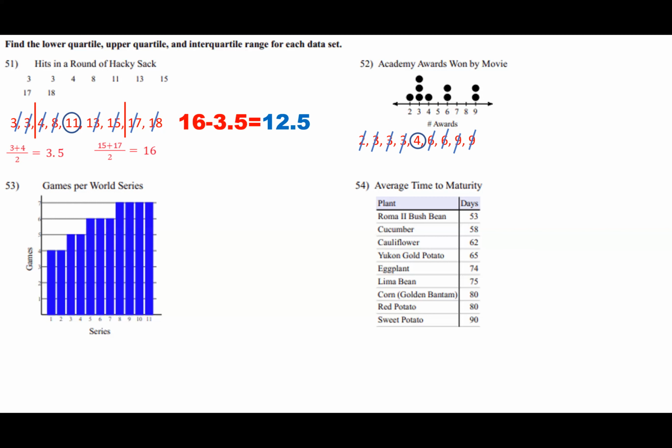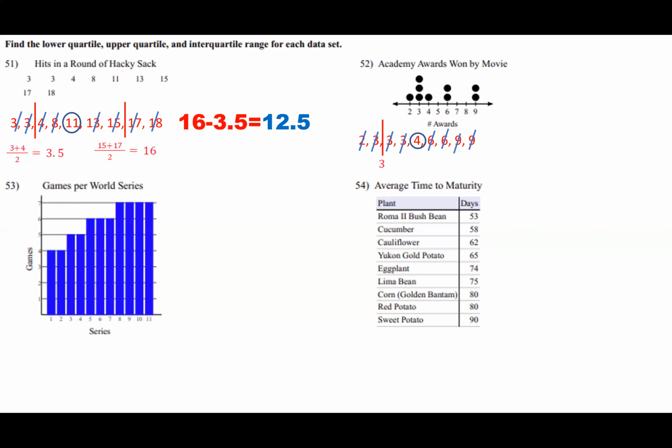Now looking at the numbers to the left of my median, the first 4 numbers, let me find the median of that. And that is between 3 and 3. All right, between 3 and 3, I'm just going to say it's 3, it's the same number. My lower quartile is 3.